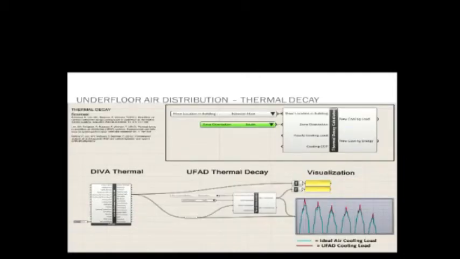And the other interesting subject that we have explored here, this was Dan Noll's brainchild, basically the whole theory behind it, is thermal decay. And when we are using underfloor air distribution, thermal decay is basically the temperature increase from the source to the diffuser. And because there's not enough thermal mass between the plenum, the underfloor plenum, and the space itself, there's going to be instantaneous heat exchange. So that's going to impact the cooling load.